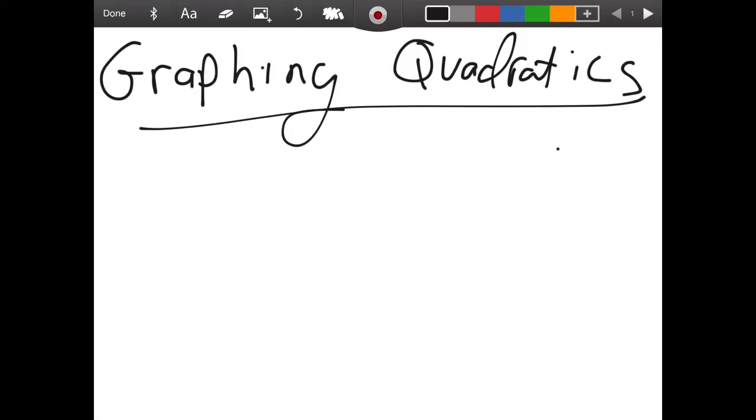Today we are going to graph quadratics. So when we graph quadratics, we're going to need a few things. You will need a calculator, a graphing calculator.